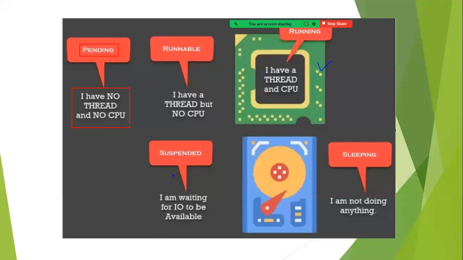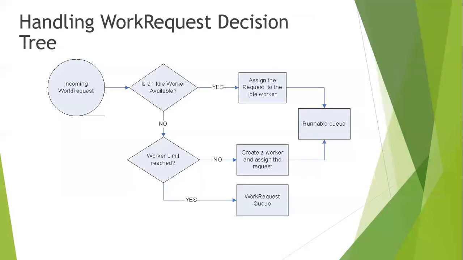Now, I don't have a CPU. I mean, I'm waiting for some resources, any lock or anything. That is where we see waiting. The status is suspended, right? Then I am doing nothing. I have completed my execution, and the session is open. Then we see that status as sleeping, right? These are all you will see in sys.sysprocesses or sys.dm_exec_requests, except sleeping, in the DMVs that we have.